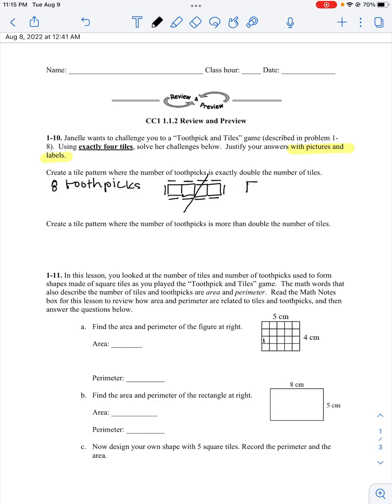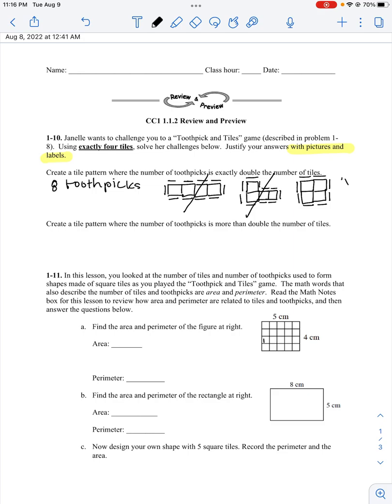So then I'm going to take my 4 tiles and do another pattern. 1, 2, 3, 4, 5, 6, 7, 8, 9, 10. That will not work. I'm going to go until I find a pattern where I have 8 toothpicks. 1, 2, 3, 4, 5, 6, 7, 8. And then I have a picture.